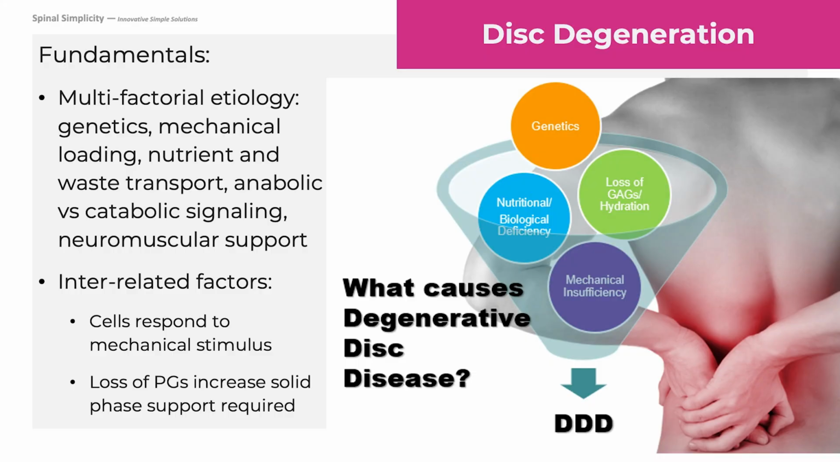What cells remain are influenced by the stress intensification of the disc, and so you have this anabolic-catabolic balance that gets thrown out of whack. You have certainly the contributions of the neuromuscular tissues around the joint. So it's a complex multifactorial etiology associated with disc degeneration.